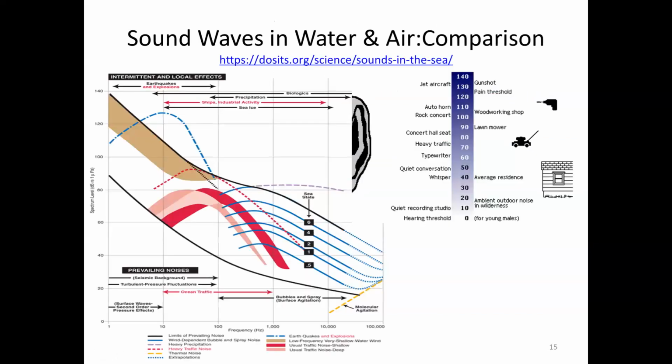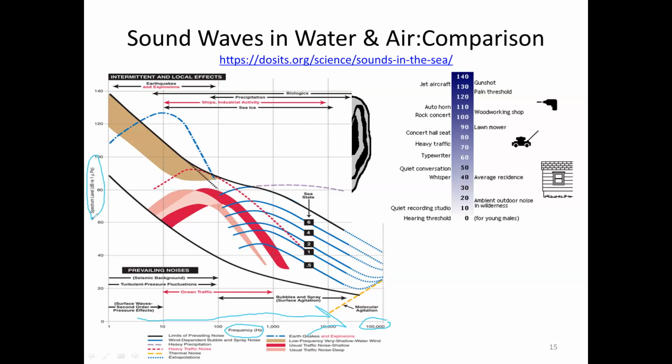And then the second thing is the comparison of different sounds which are produced in air and water. So here you can see in this graph, there are two graphs here. One is the graph on the left side, which is showing the sounds which are produced underwater. And in this graph, there are two axes. One is the x-axis, which is the frequency axis. The frequency is going from 1 hertz up to 100,000 hertz. And on the y-axis, you have the power or the spectrum level.